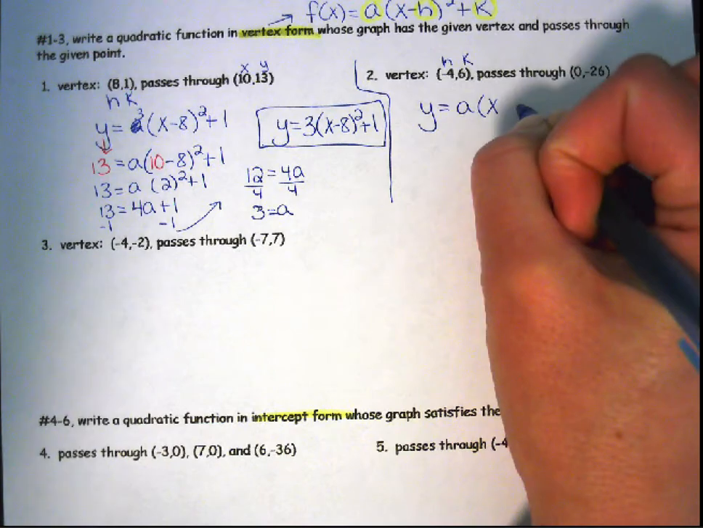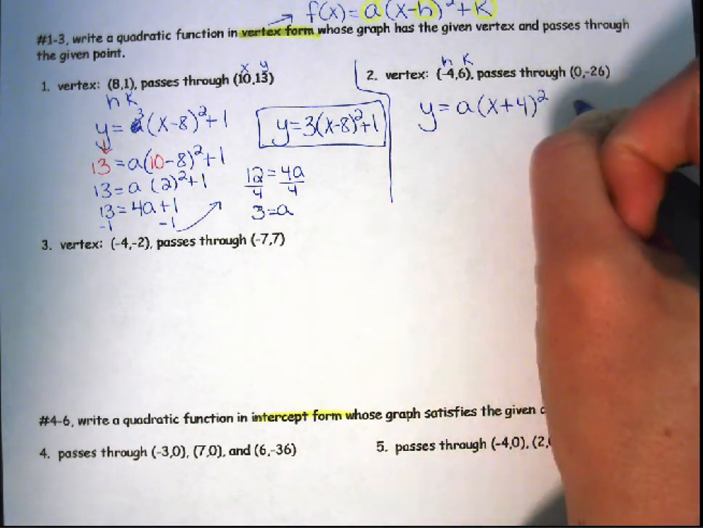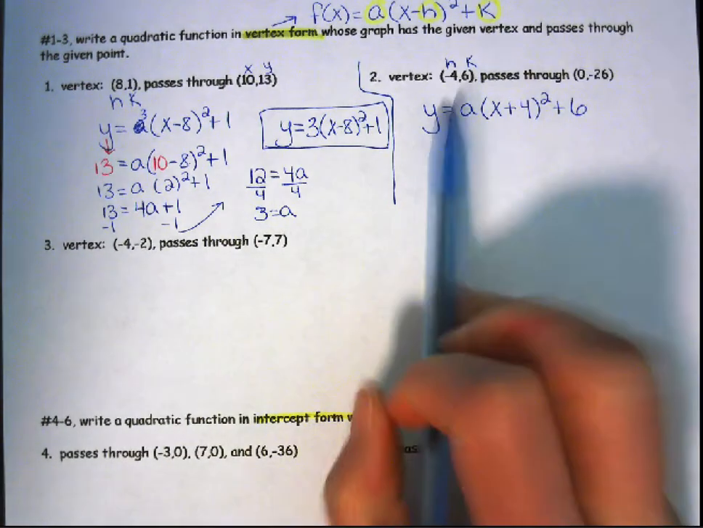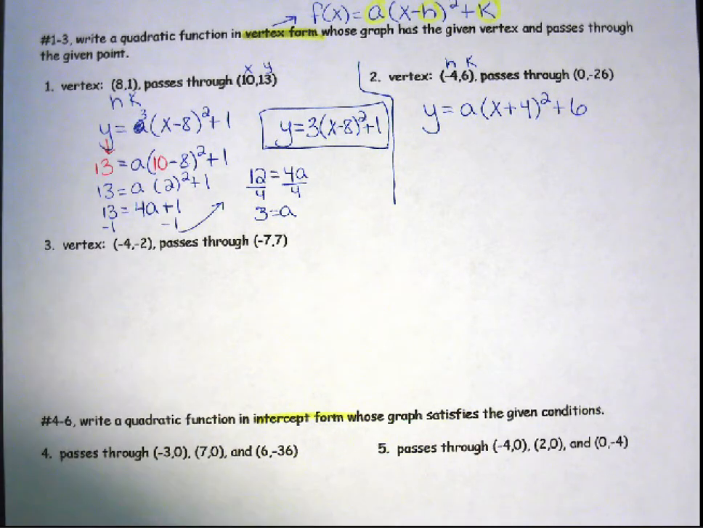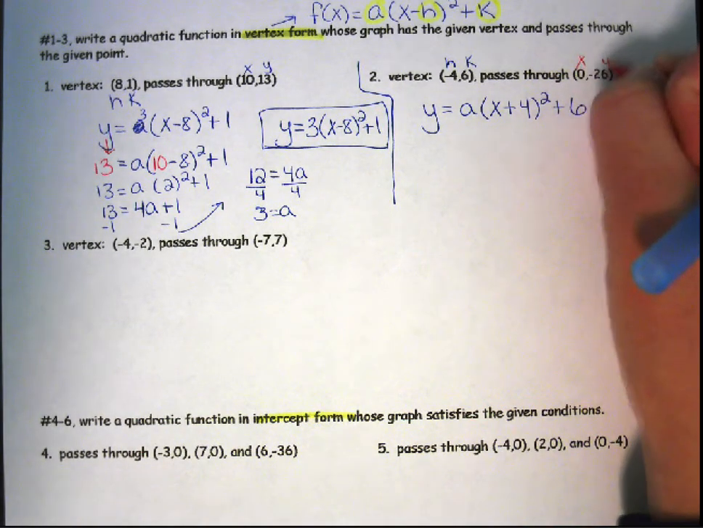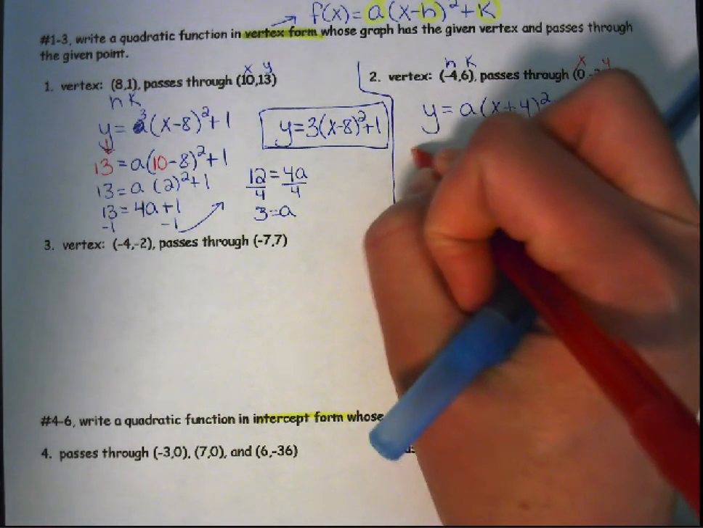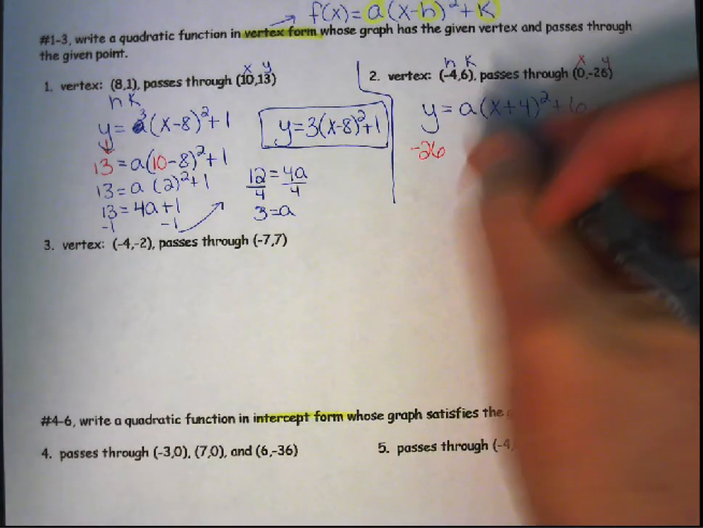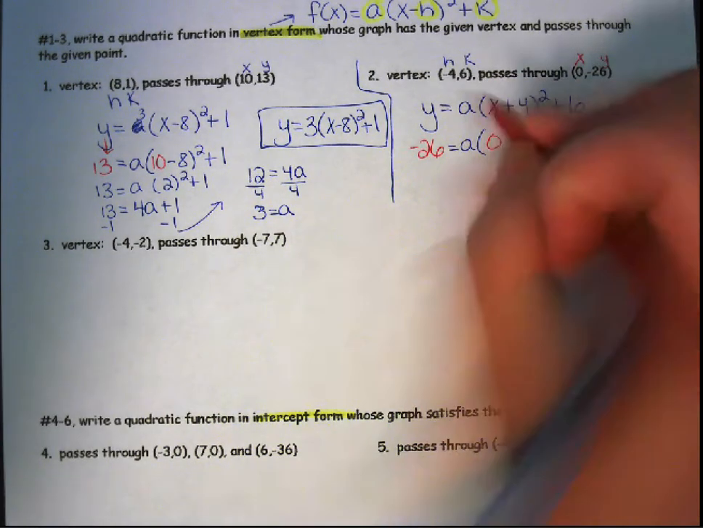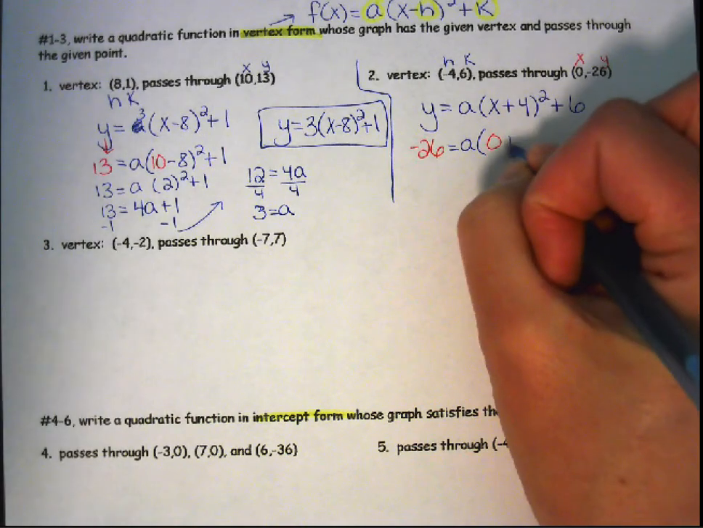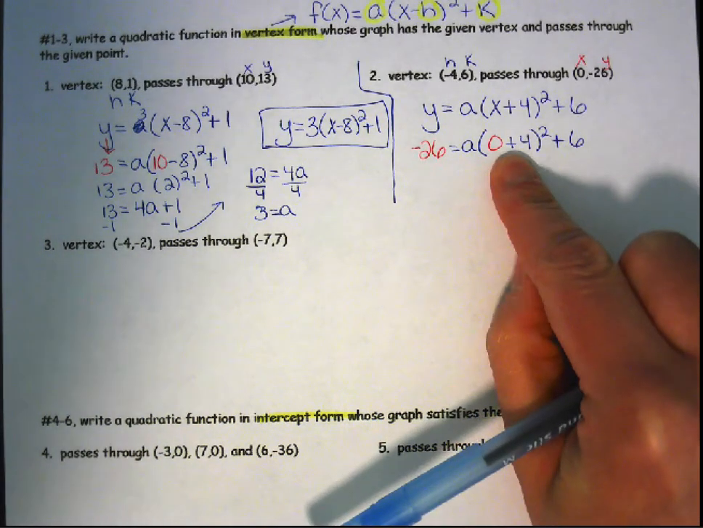Now just be careful here, it's minus a negative 4, so you just have to zip zap, and then we do plus 6. So I've just replaced my 2 letters, and now I'm going to plug this in for my X and my Y. And it's okay that X is 0, it actually makes it easier. So we plug in the negative 26, and then we're going to plug in the 0 for the X.